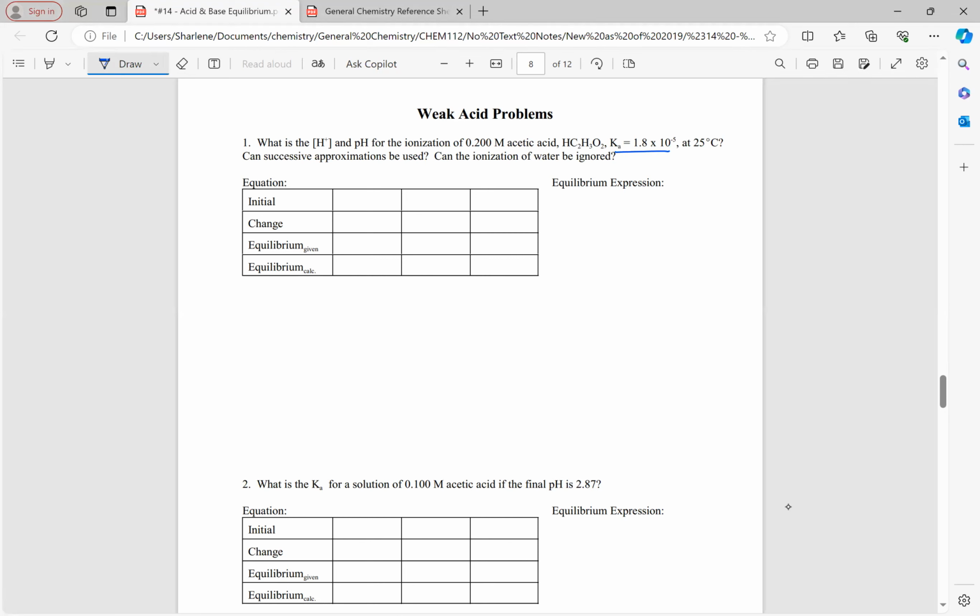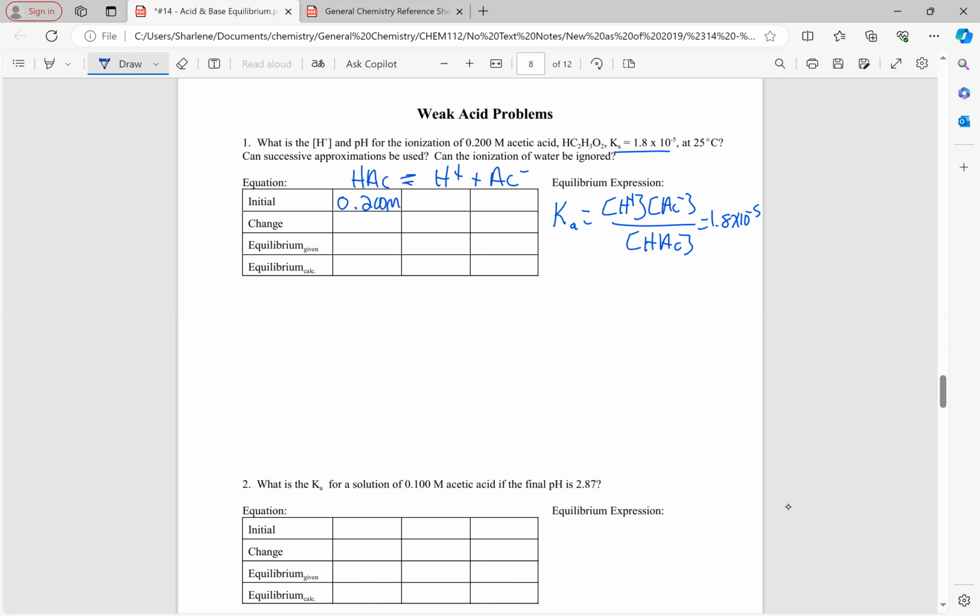If you'll notice, I did not put the equation above it. So acetic acid, we're going to say HAc, goes to a proton plus acetate, and the Ka is the proton times acetate all over HAc, and that is 1.8 times 10 to the minus fifth. All right, do we know what we started with? And the answer is yes, 0.200 molar.